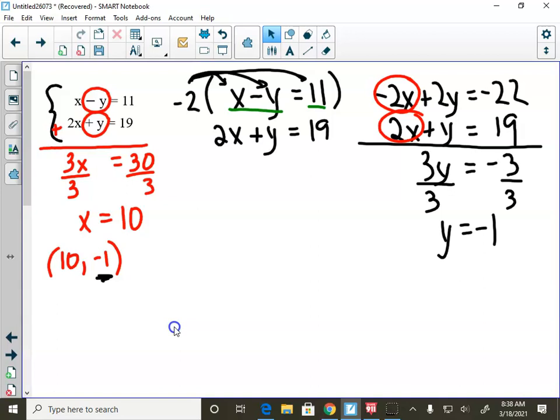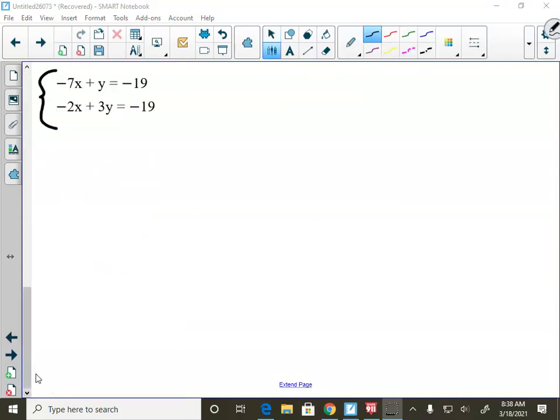So let's try this with another problem that's not already set up to eliminate. Okay, so here's another problem, and let's look at this one for a second. You should see that right now, if I added these equations together, I'm not going to eliminate anything. If I subtracted these equations from each other, I'm not able to eliminate anything. So I'm going to have to modify one of these equations.